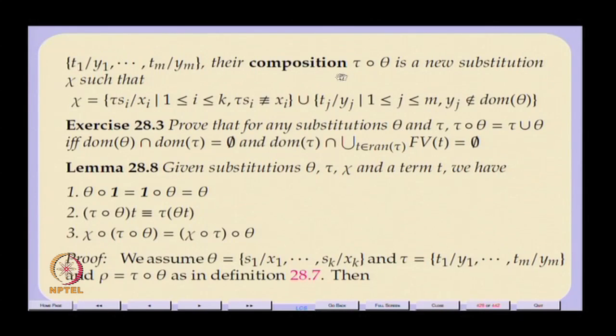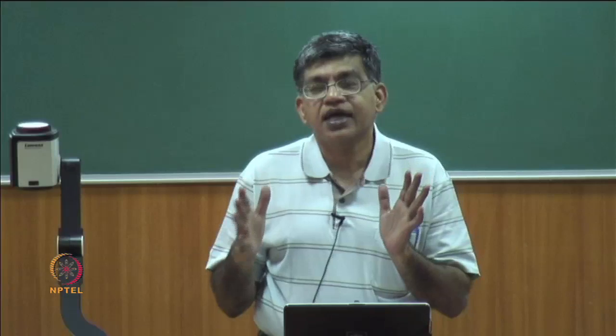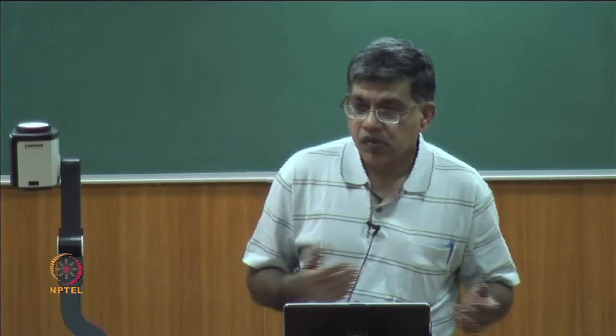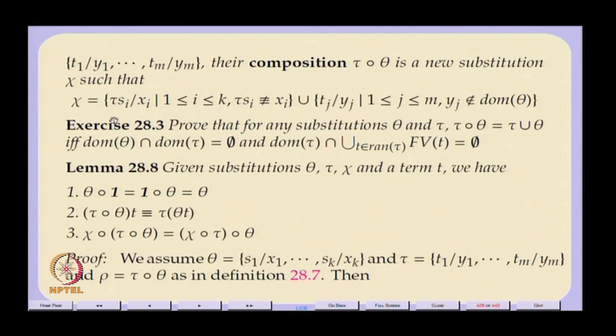Essentially what this means now is, supposing theta and tau were such that their domains were disjoint, then their composition will be exactly the same as taking the union of the two. If their domains and ranges were all completely disjoint, then the composition will just be the union. Otherwise, you will have to apply this tau on each of these si's.